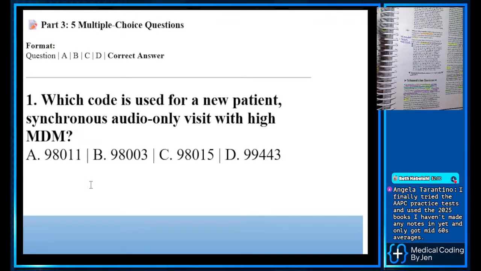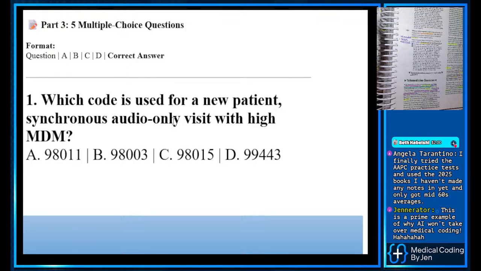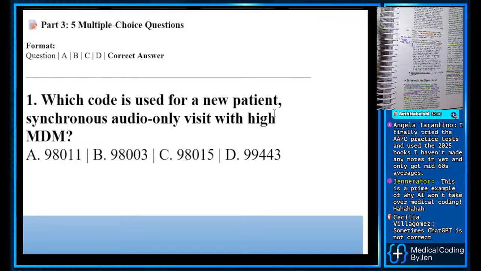All right, what do you guys think about this one? I had ChatGPT also write this one. Which code is used for a new patient synchronous audio only visit with high MDM? Okay, that's a good one for you guys to do. Baby practice. They should be able to get that one correct.